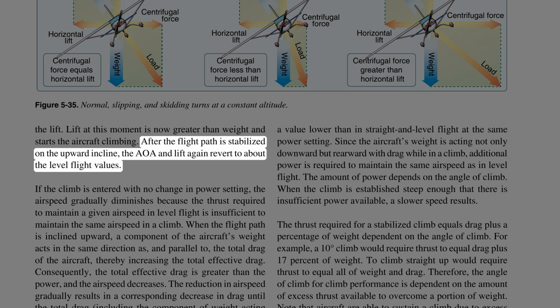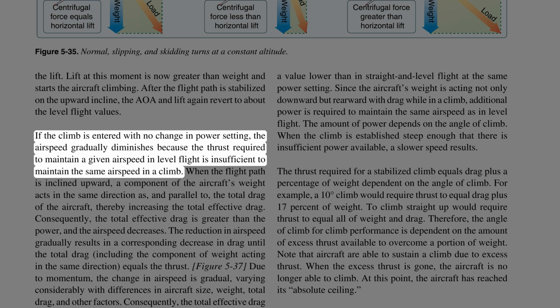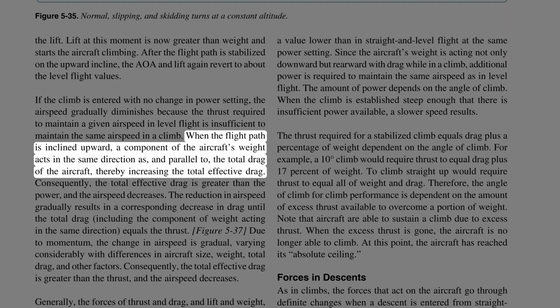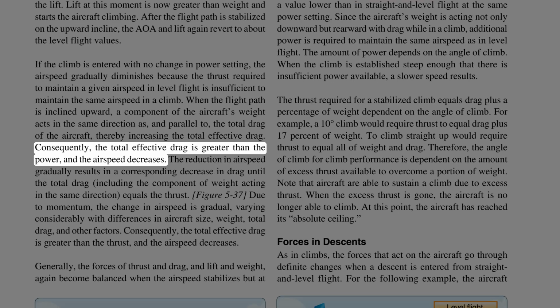flight values. If the climb is entered with no change in power setting, the airspeed gradually diminishes because the thrust required to maintain a given airspeed in level flight is insufficient to maintain the same airspeed in a climb. When the flight path is inclined upward, a component of the aircraft's weight acts in the same direction as, and parallel to, the total drag of the aircraft, thereby increasing the total effective drag. Consequently, the total effective drag is greater than the power, and the airspeed decreases.